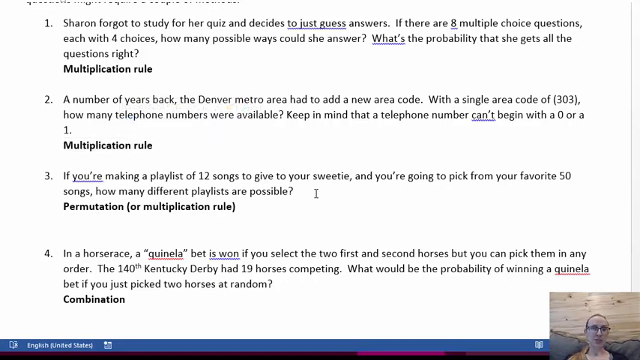Number 3, since you're creating a playlist, you wouldn't want the same songs playing over and over, so we would not use repeats. And the order does matter here because a playlist is saying what order you want the songs to be played in. So this would be a permutation, or you could use a multiplication rule if you wanted to. Combination would be if the order did not matter.